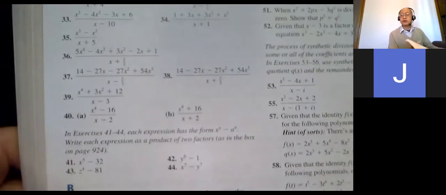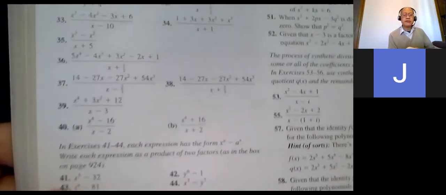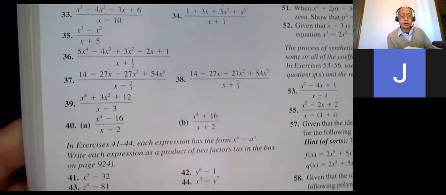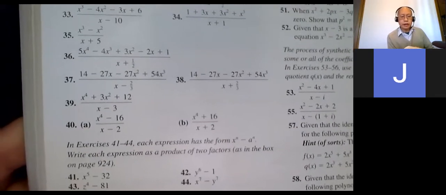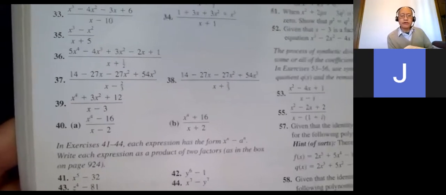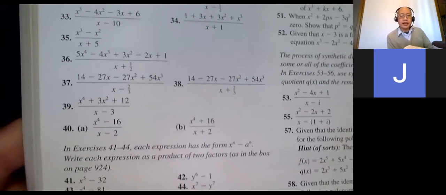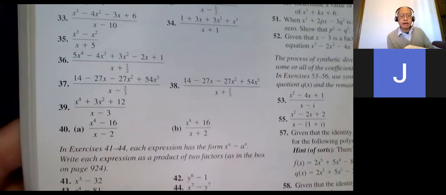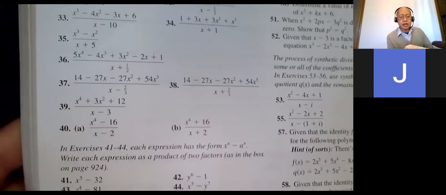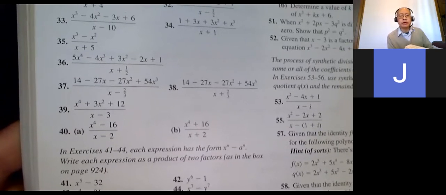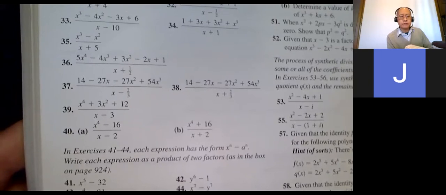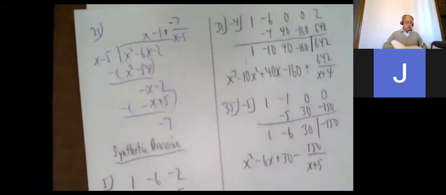Okay, I'm almost done, folks. 37, there's a couple of things wrong with 37. Look at the numerator. It's out of order, right? So since it's out of order, I'm going to put the 54x cubed first, and then the negative 27x squared, and then the minus 27x, and then the 14. So if something's out of order, put it in order. And I'm stuck with a fraction x minus 2/3, which means I put a positive 2/3 on the far left there. Okay, so 2/3.